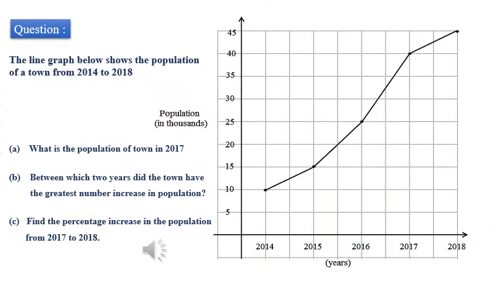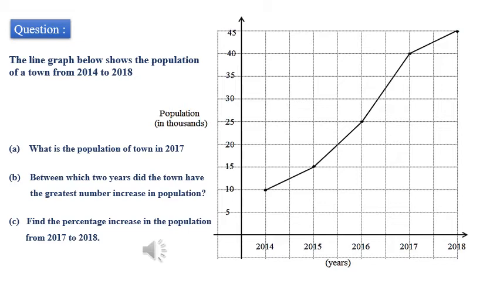In this question, we are going to solve the problems of line graph. The line graph below shows the population of a town from 2014 to 2018. In part A, what is the population of town in 2017? B part, between which 2 years did the town have the greatest number of increase in population? And in C part, find the percentage increase in the population from 2017 to 2018.